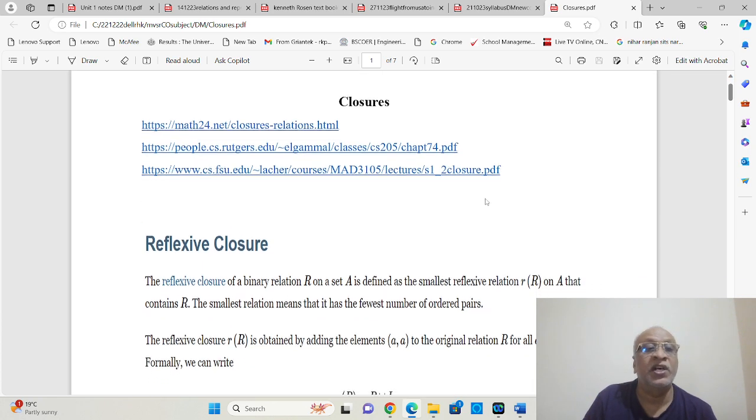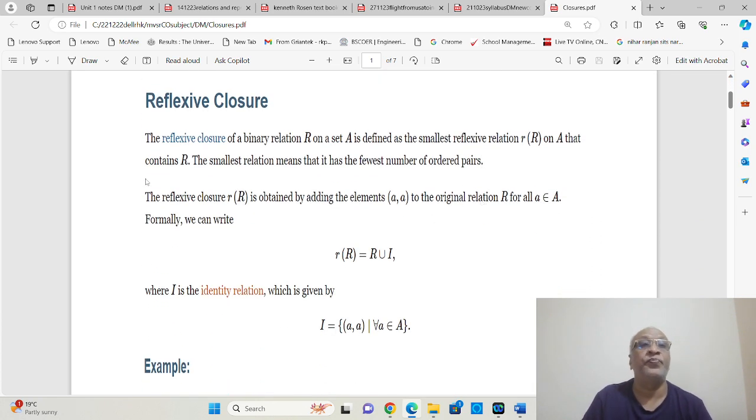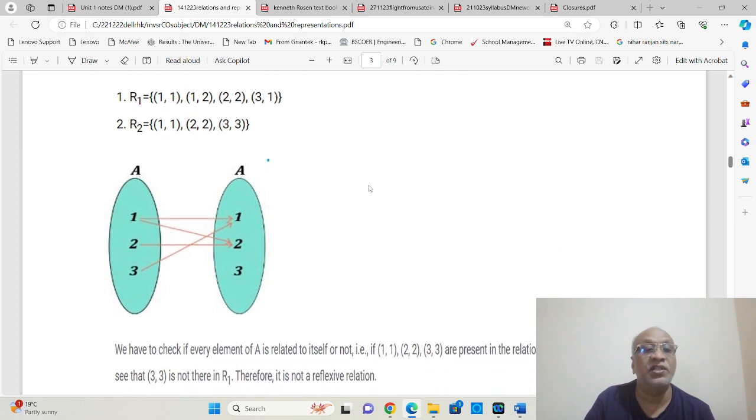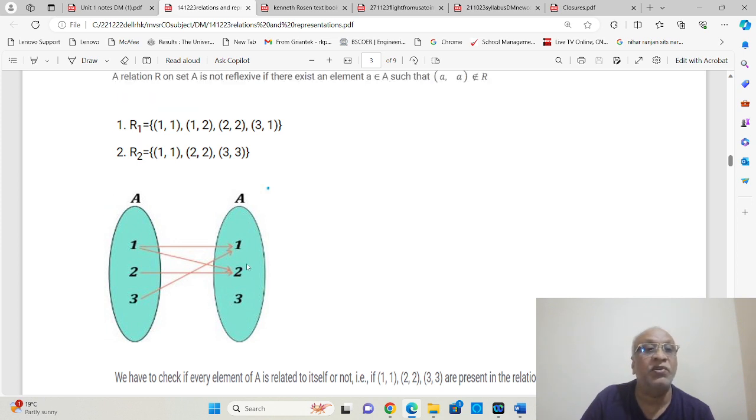So let us start with reflexive closure. For reflexive closure, let us remember reflexive relation from the previous discussion. So we'll directly jump to the example. We need to check whether R1 is reflexive or R2 is reflexive. And we know that R1 is not reflexive here, because there is no 3 comma 3 relationship in R1.